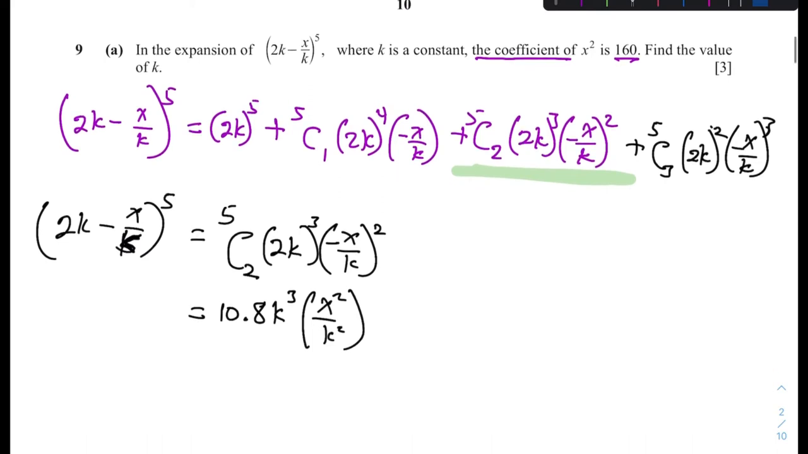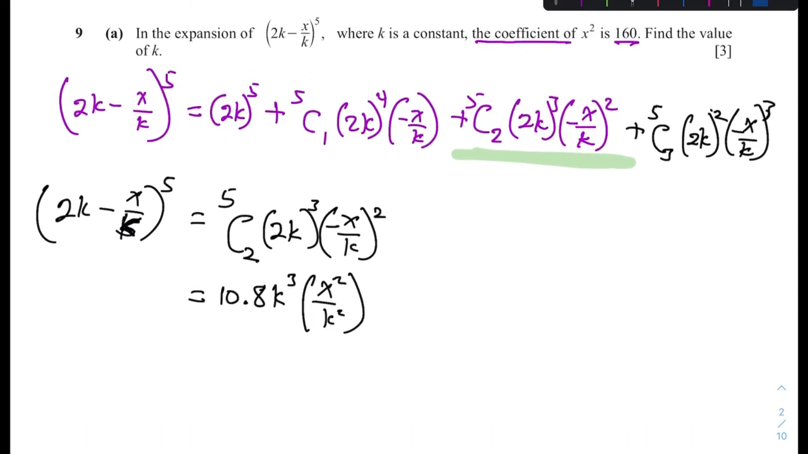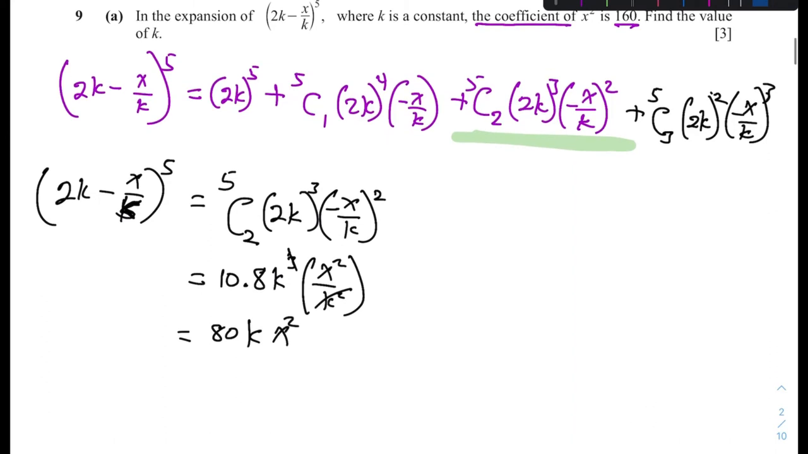All right, now check this out. This k squared will cancel 2 of these k. It means that your answer is 80k x squared. Now the question says that the coefficient of the x squared term is 160. So that basically means that your 80k is equal to 160. So k is 160 divided by 80, giving you 2. All right, so you are done.